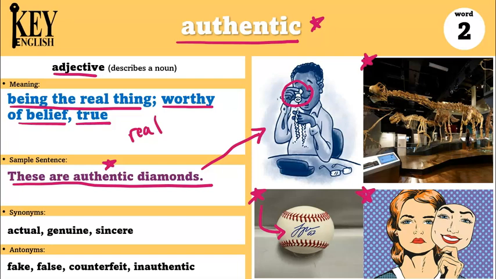Sometimes people act different ways with different people or in different situations. So if people are always acting differently, we can say they are not authentic. Or if someone always behaves or acts the same way, we can call them an authentic person. They're always real, they're always telling the truth about who they are. So they are authentic. Some synonyms are actual, genuine, sincere, and antonyms are fake, false, counterfeit, and inauthentic.